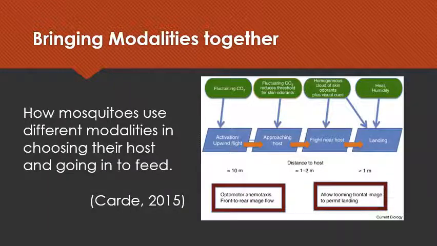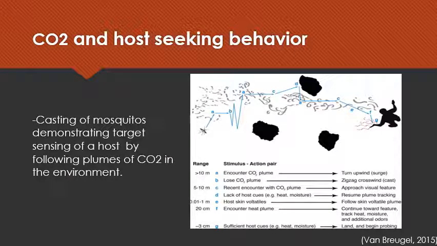I thought this was a good picture in that it brings all the different modalities and factors together as to how mosquitoes go from choosing their host to them feeding on them if they have the right combination that the mosquito prefers. This picture also brings together how a mosquito acts when CO2 is present. This picture demonstrates how they target and when they sense a host and how they follow the plumes of CO2 in their environment.